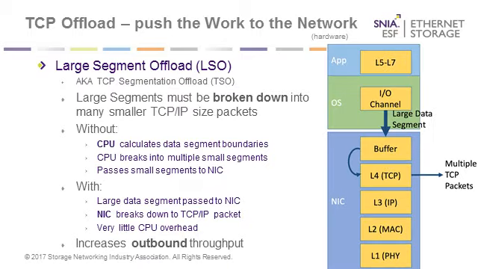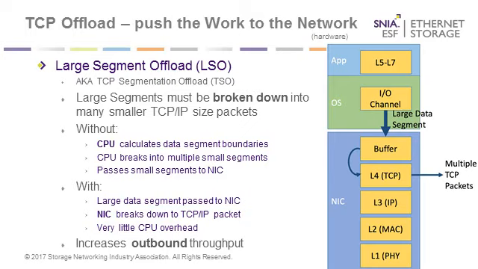Now, one of the things when you're talking about specifically large data sets, there is another way that you can do this, which essentially is offloading of the buffer capabilities from the operating system down to the NIC. So there's a thing called large segment offload. There's also another name for it called TCP Segmentation Offload.